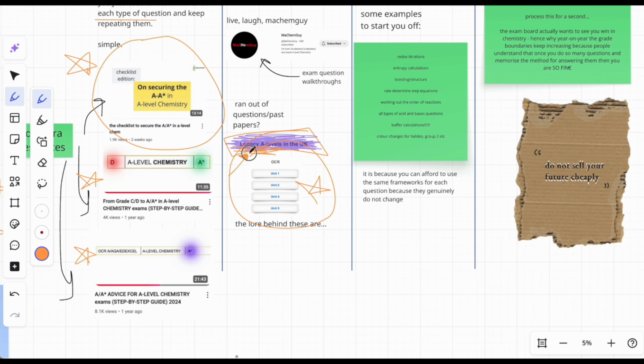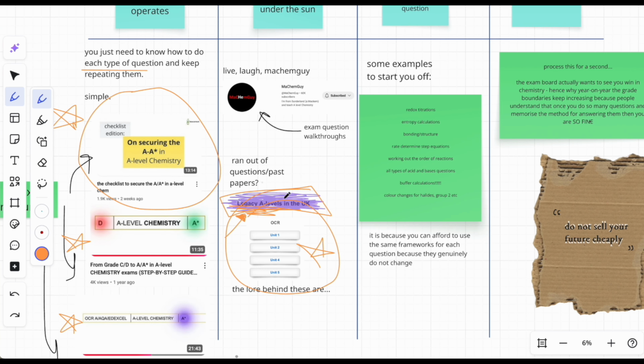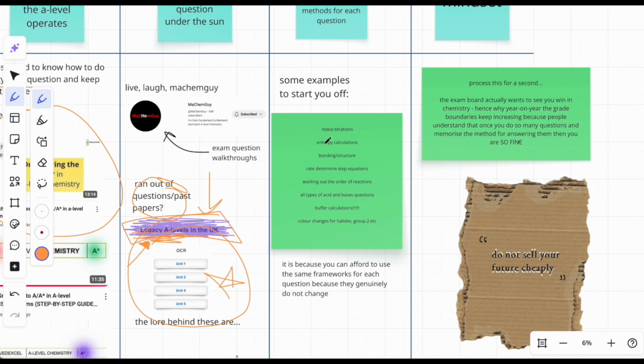There are so many papers. Years' worth. All you need to do is just have a little wander around, see what interests you, and do those questions, okay? But I'm saying legacy papers if you've run out. If you haven't done the normal past papers, I don't know what you're doing at this point, go do them ASAP, and then if you run out, then jump onto here, okay? And my next step is making frameworks because you can afford to do it, because the questions don't change. I hope you understand where I'm coming from.